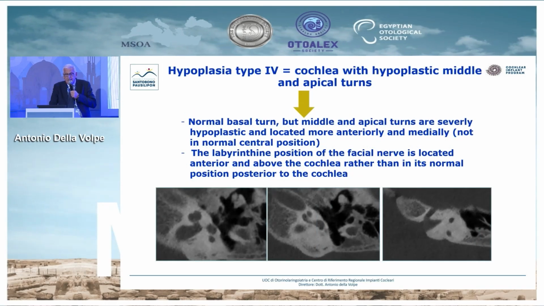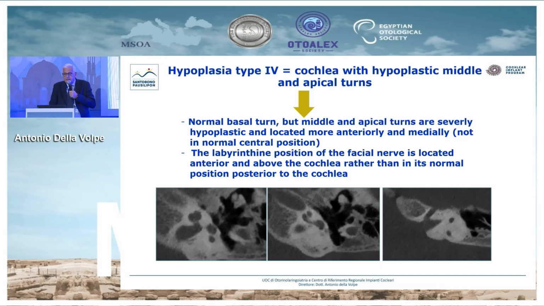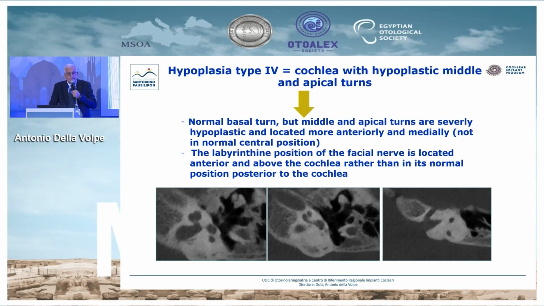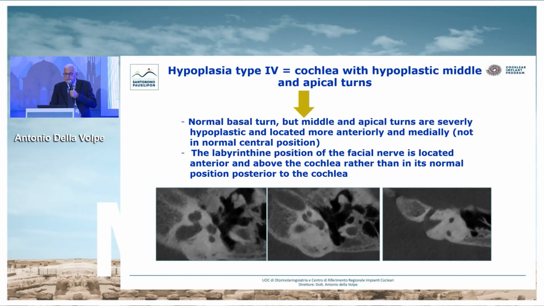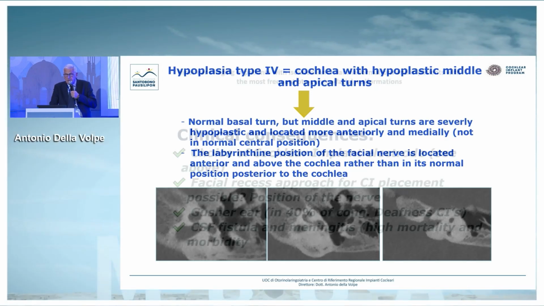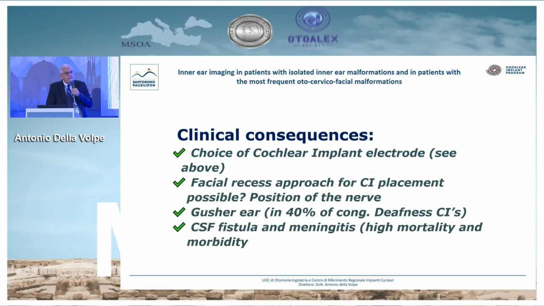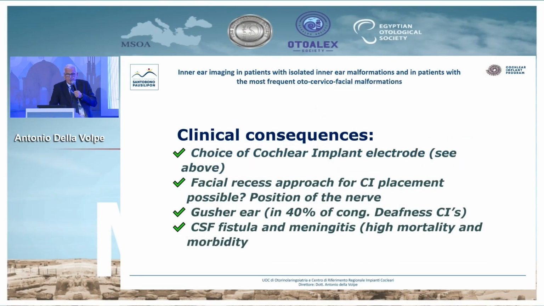And lastly, hypoplasia type 4, the cochlea with hypoplastic middle and apical turns. The basal turns are normal, but the middle and apical turns are severely hypoplastic and located more anteriorly and medially, not in the normal central position. The labyrinthine portion of the facial nerve is located anterior and above the cochlea, rather than in its normal position posterior to the cochlea. So what are the clinical consequences of this situation?